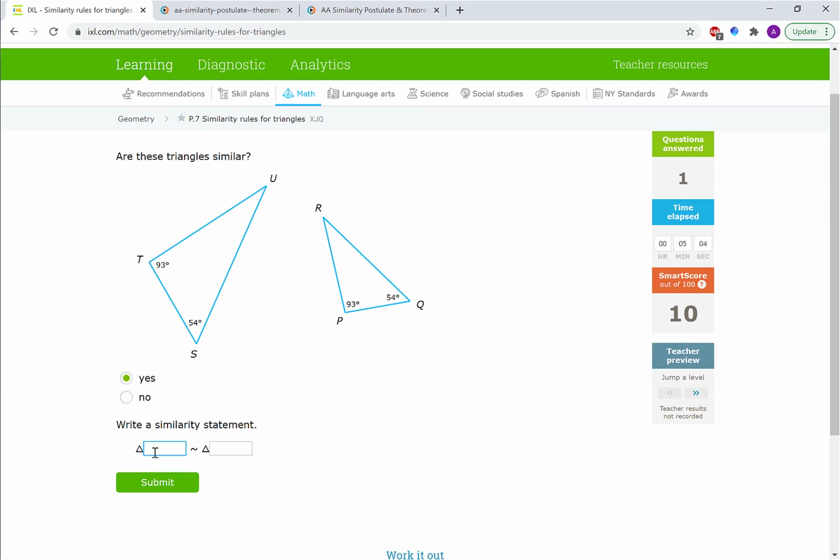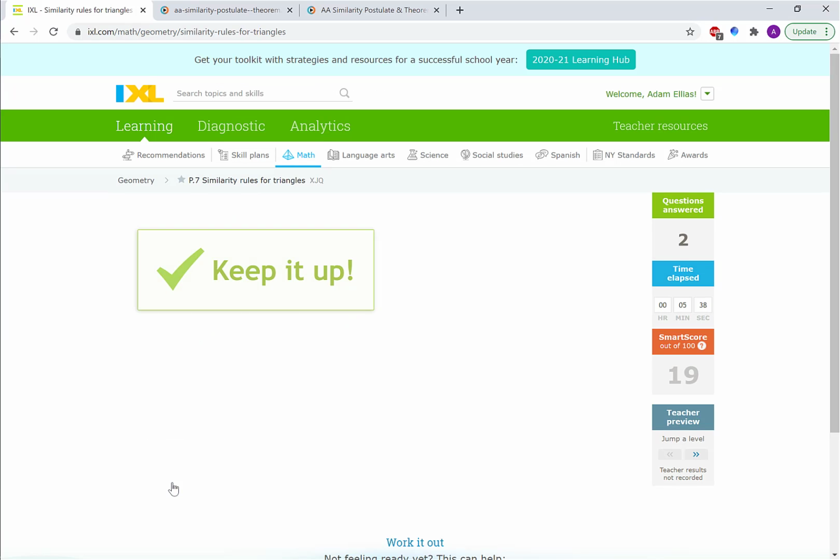And here's where they want me to make a similarity statement. So that just means name the triangle. So I'm going to go TSU. And depending on how you name it is how you have to name the other. So notice I started with the 93 degree angle. I went to the 54 degree angle, and then I went to the blank angle. You got to repeat that. You got to go 93, which is P, 54, which is Q, to the unnamed or the unknown angle, which is R. Boom.